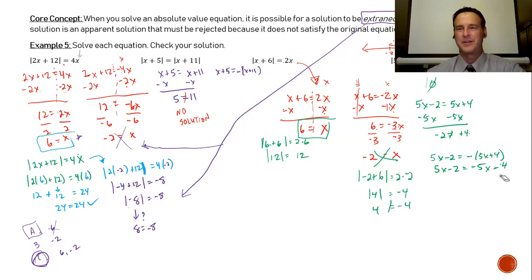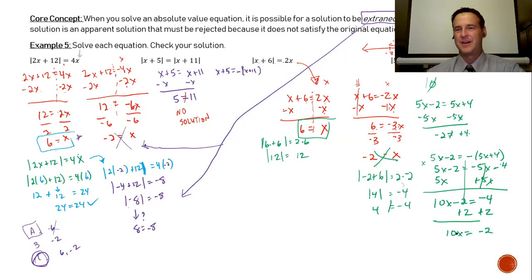Okay, so what does that mean? Let's move all the x's to one side. And in this case, I will move them all to this side over here. So let us add a 5x. And if I add a 5x, I have to put another 5x over here. Okay, so that gives me 10x minus 2 is equal to -4. All right, and if you add 2 to both sides, you get 10x is equal to -2.